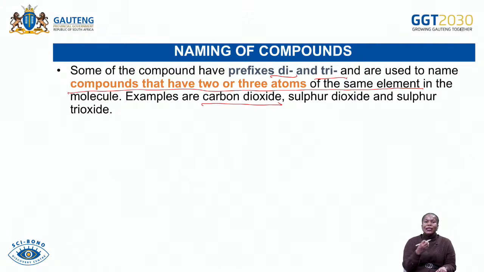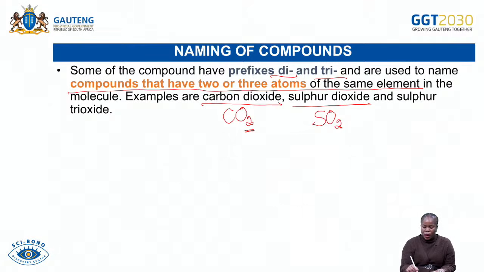That "di" indicates that there are two atoms of oxygen. So as you would write the molecular formula for carbon dioxide, you'll say CO2. That means there are two of what? Two of the same atoms of what? Of oxygen, in carbon dioxide. And there's your sulfur dioxide.